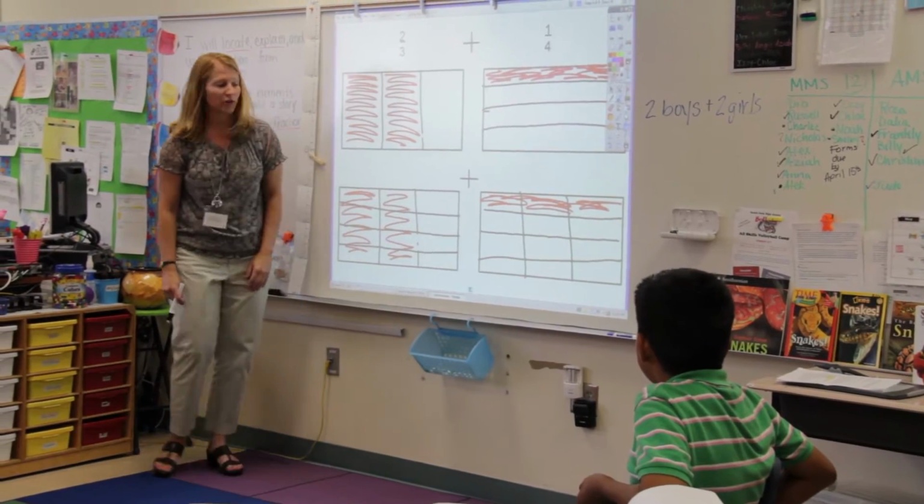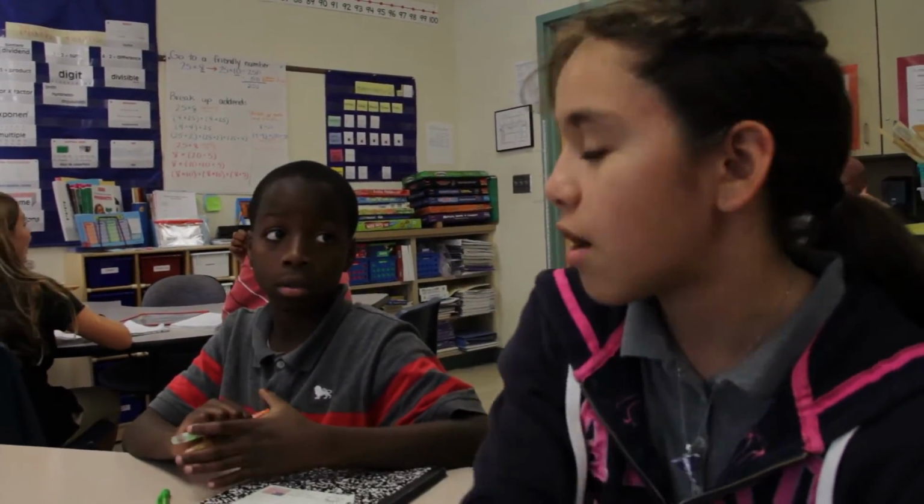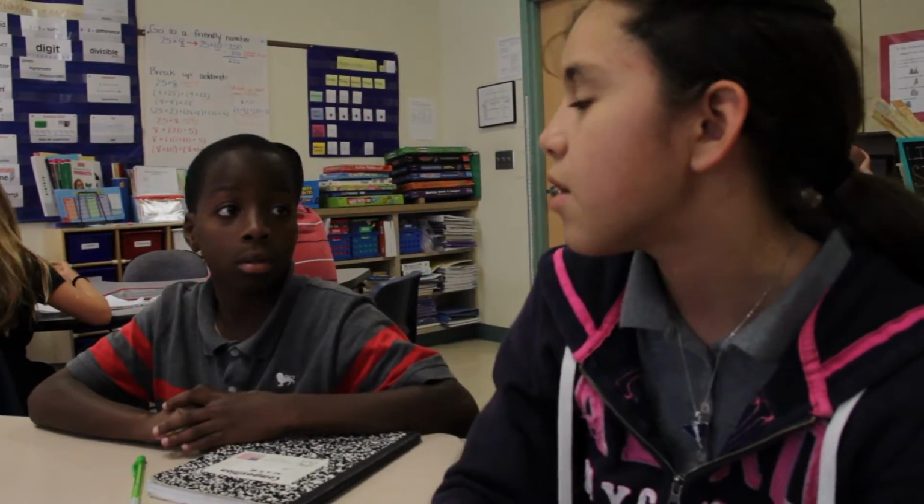Turn and talk to your partner. What do you notice about my new models? I think she joined the lines to make more sections. So really what she did was multiply the denominators to get a bigger number and to turn both of the denominators to like denominators. She made the denominators the same number.